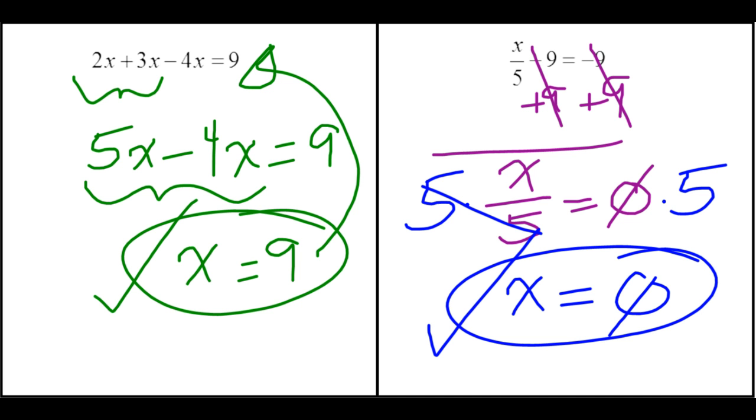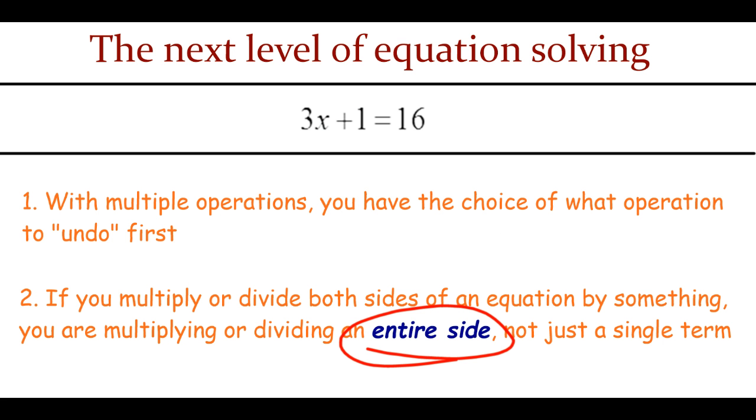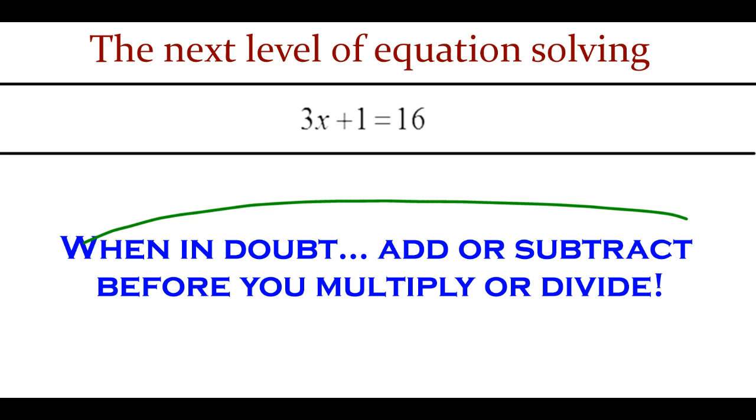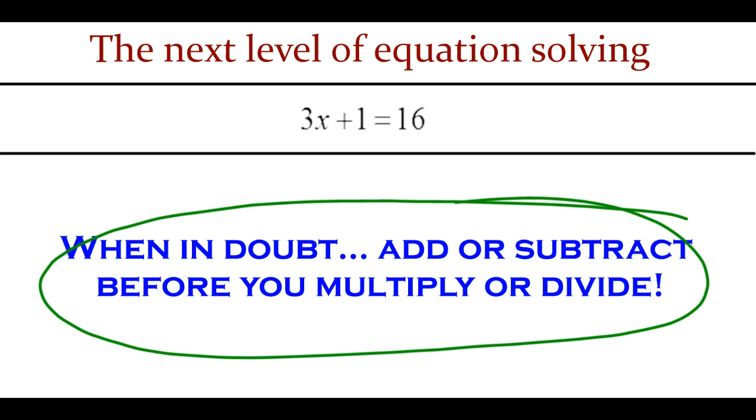So one more time to review those important things about solving two-step equations or multi-step equations: we do have the choice of what operation to use first. We can go through it as long as we do it properly and get the same solution, but we have to remember two things. First, if you multiply or divide both sides of an equation by something, it's an entire side, not just a single term. And that gives us our second thing: when in doubt, or when all else fails, or just generally if you want to avoid those kinds of fractions unless absolutely necessary, add or subtract before you multiply or divide.